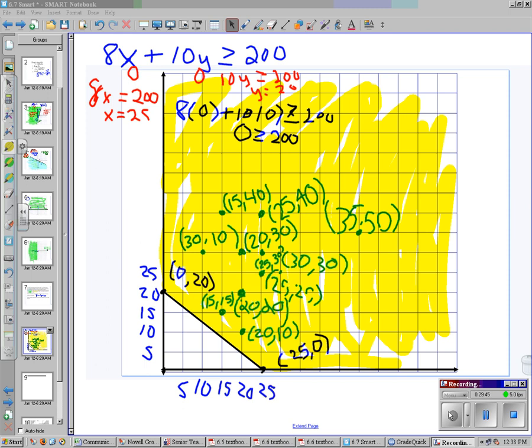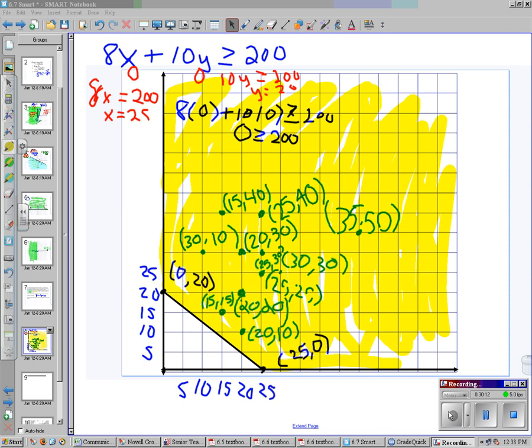Yes. Nobody chose any points on the line. Could solutions be on the line? Absolutely. And if we had done this graph by ones, it would have been a lot easier to see some of those points on the line. But all of the points that I see up there now, hopefully everybody has the right XY pair with them, are solutions because they're in the shaded area.